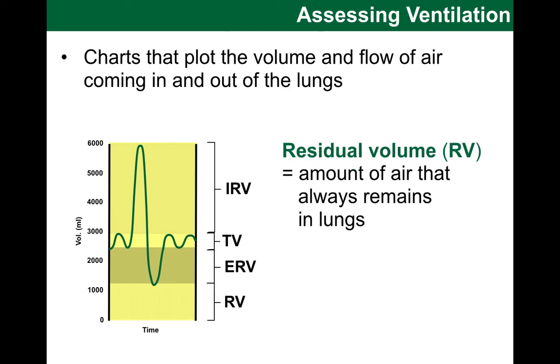The last one that I have to add is residual volume, or RV for short. Figuring it out allows us to work out the amount of air that always remains in the lungs. Some is needed to keep the alveoli open.